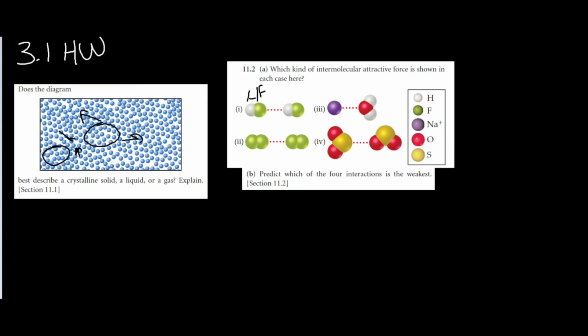So for number one, we see an HF and an HF. HF is a hydrogen bonded molecule because fluorine qualifies to be hydrogen bonded. It's the most electronegative element, actually. The three elements that qualify are nitrogen, oxygen, and fluorine. I always just say NOF. Works for me. So since we see an HF and an HF, we're going to say that it is hydrogen bonding.